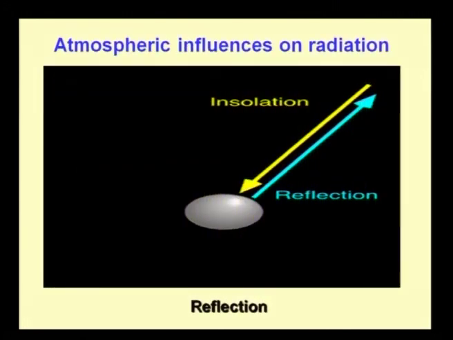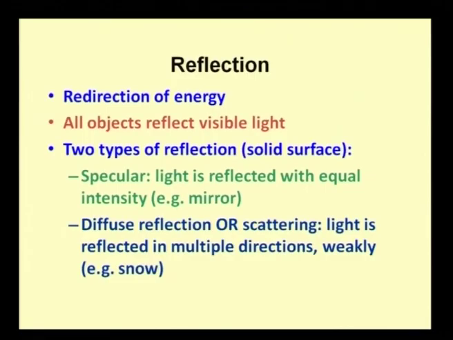And see how the atmosphere is influencing the radiation. Look at the diagram. It shows insolation, that means the incoming radiation, and reflection. Reflection means the incoming radiation is exactly reflected back. That phenomenon is called reflection, and reflection simply means redirection.